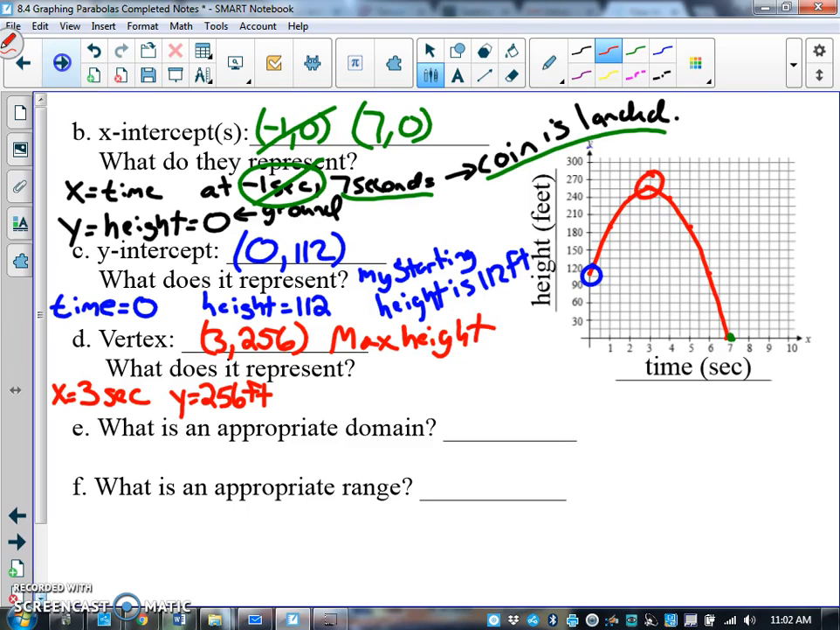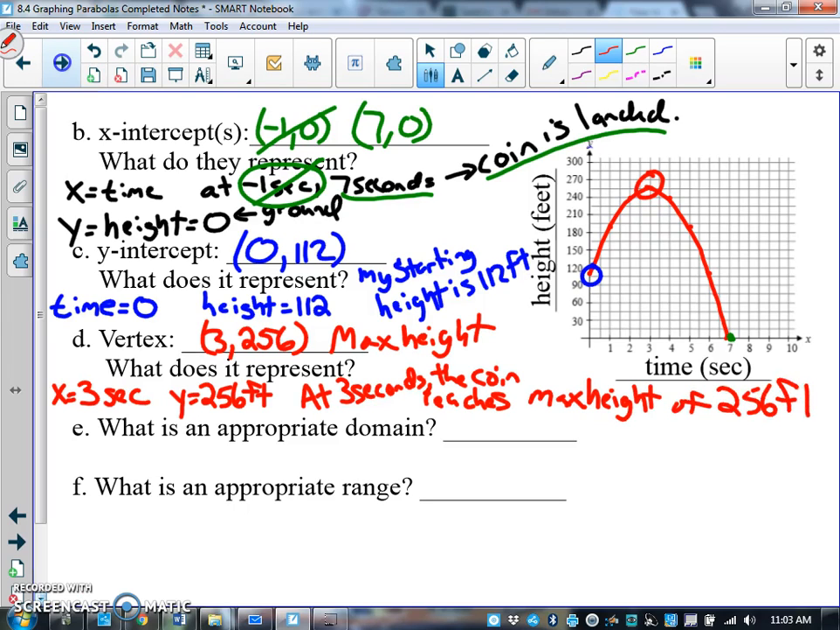So what my vertex tells me is, at 3 seconds, the coin reaches its maximum height of 256 feet. And all I did was I figured that out by understanding that 3 is my x value, and x represents time. 256 represents my y value, and y represents height in this problem. And the vertex, since it opens downward, is my max height.